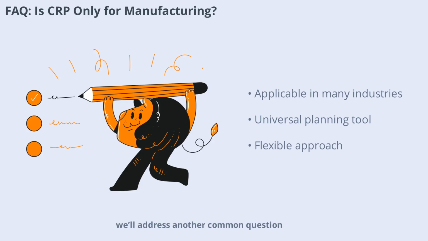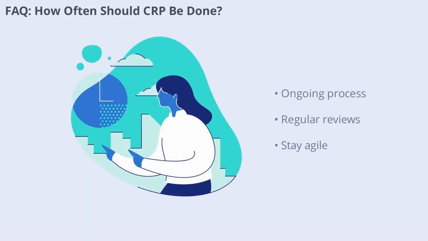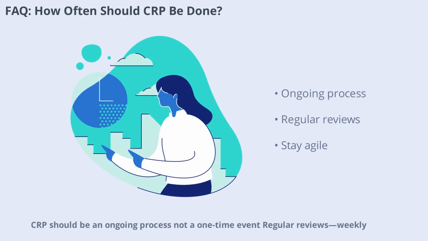Next, we'll address another common question. CRP should be an ongoing process, not a one-time event. Regular reviews, weekly, monthly, or as needed, help ensure that plans stay up to date and reflect current conditions. The frequency depends on the complexity of operations and how quickly things change. By making CRP a routine part of operations, companies can stay agile and responsive.